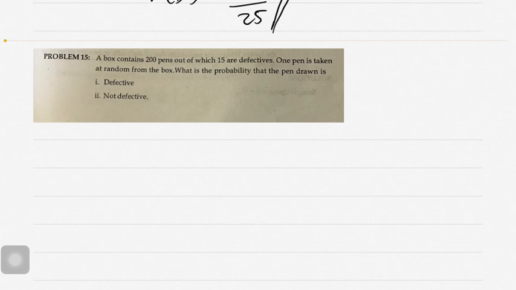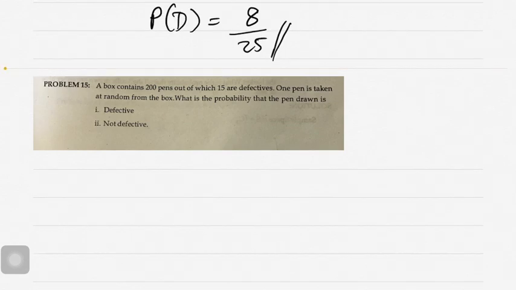A box contains 200 pens, out of which 15 are defective. One pen is taken at random from the box. What is the probability that the pen drawn is defective or not defective? Okay, there are two parts of the question. Out of 200 pens, 15 pens are defective and remaining 185 is not defective. Okay, so what will be the answer for the first part?